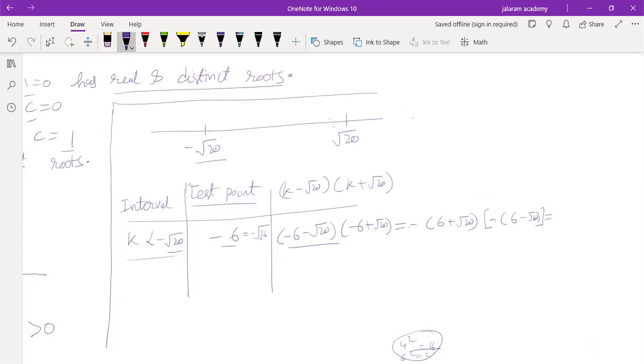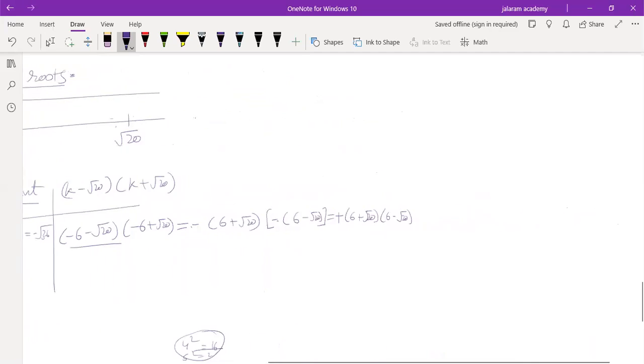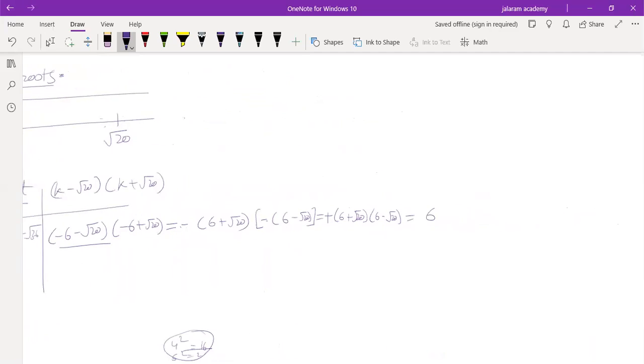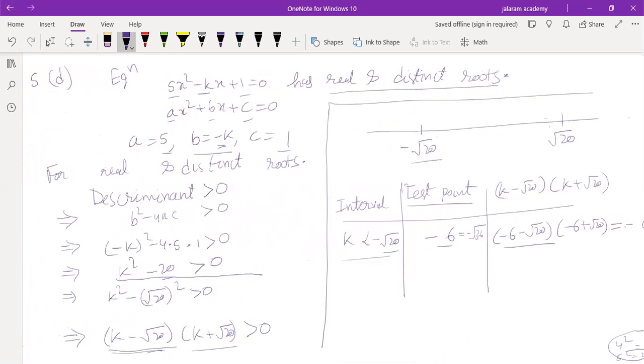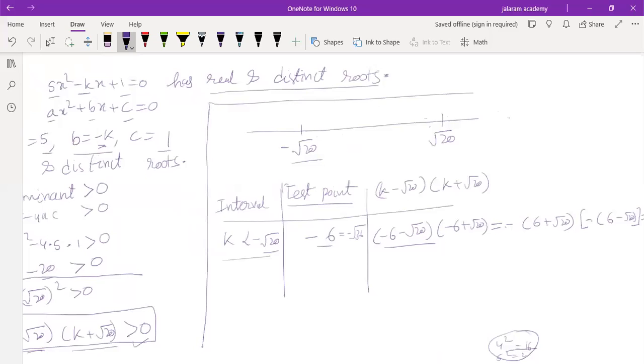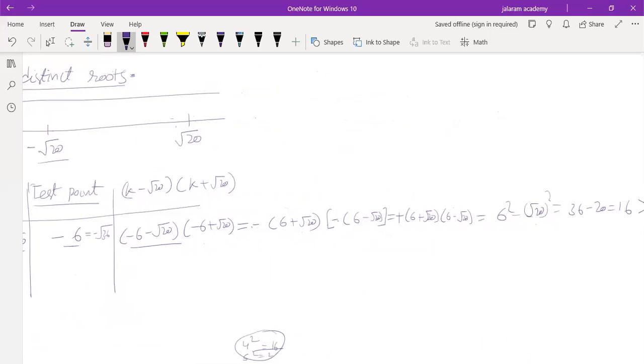I am showing you the complete calculation. Minus into minus is plus. First bracket 6 plus root 20, second bracket 6 minus root 20. So its value is 6 square minus root 20 square, that is 36 minus 20 equals 16. So 16 is positive, which means it is satisfying the inequation (k minus root 20) into (k plus root 20) greater than 0.